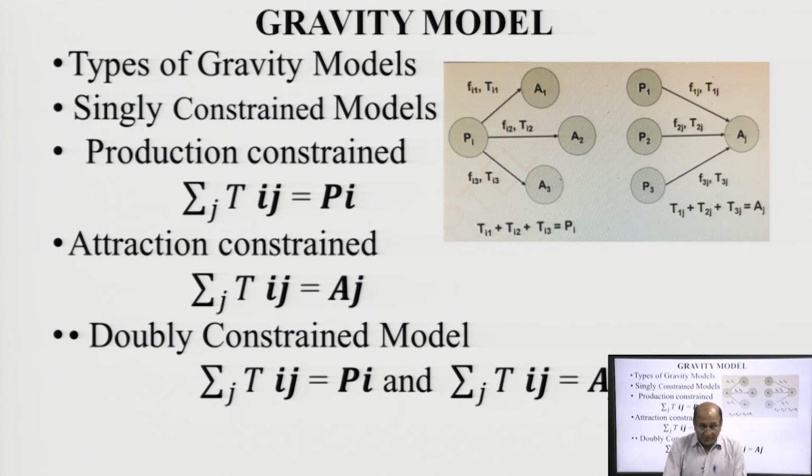So, types of gravity model: singly constrained models. In production constrained, sum over j of T_ij is equal to P_i. In attraction constrained, sum over i of T_ij is equal to A_j, the attraction in zone j. In doubly constrained model, sum over j of T_ij is equal to P_i and sum over i of T_ij is equal to A_j.